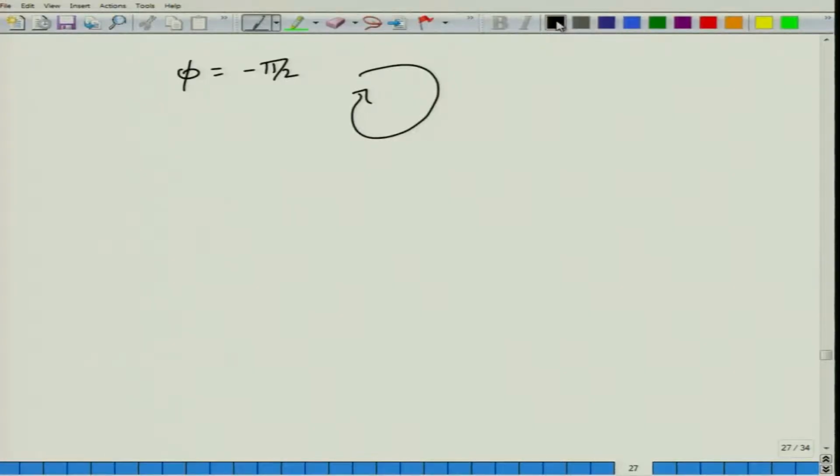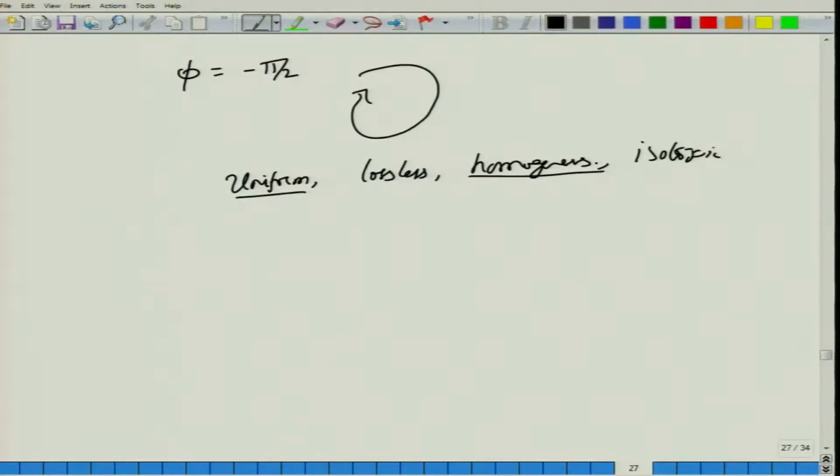Well, so far we have considered a uniform, lossless, homogeneous, isotropic medium. The meaning of each of these is that uniform and homogeneous means that the components mu and epsilon have the same value at different points in space. Isotropic means that if the wave is propagating along the x direction, the value of mu and epsilon is the same. If it is propagating along the y direction also, it is the same. If the wave is propagating along the z direction, mu and epsilon are the same.